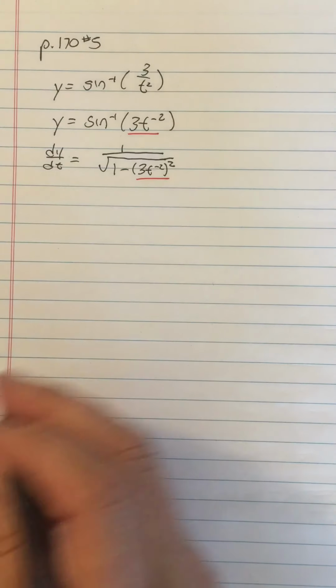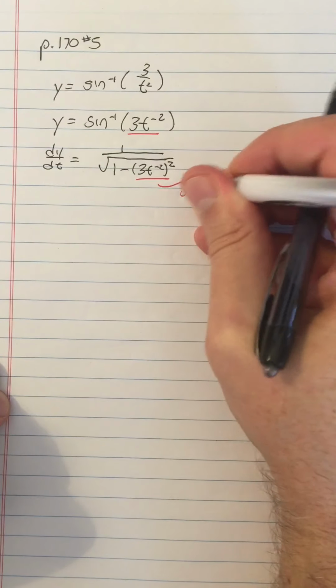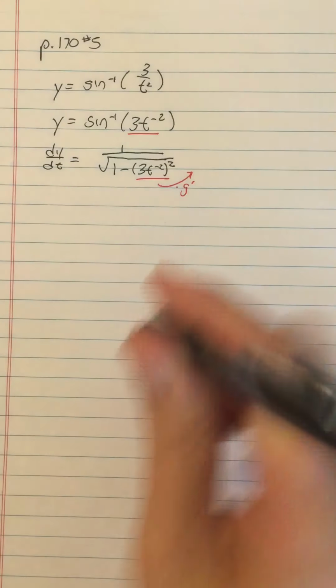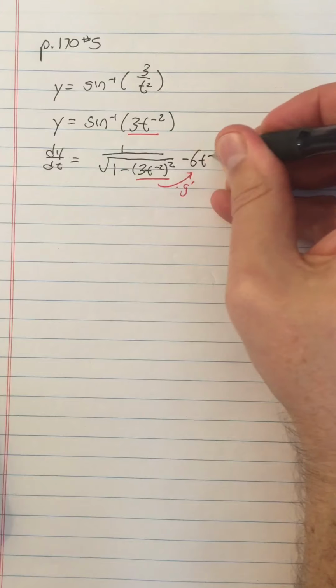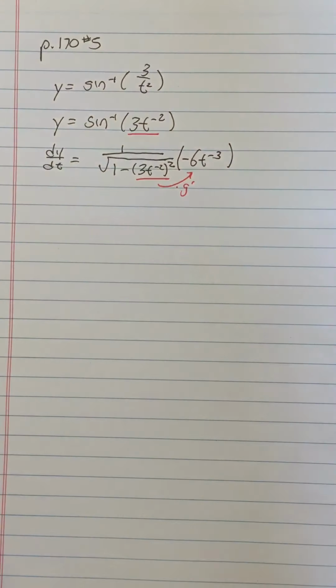All right, and then, of course, I have to go times the derivative of the inside function. So times g prime, and my g prime is going to be negative 6t to the negative third. So let's make sure we can see that that's a multiplication and not a subtraction. All right, so that's what you've got.